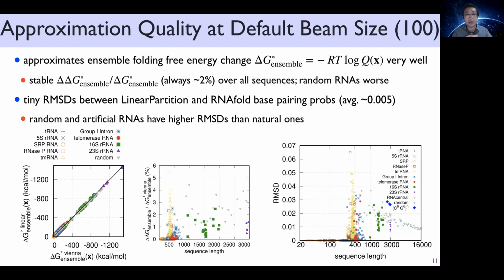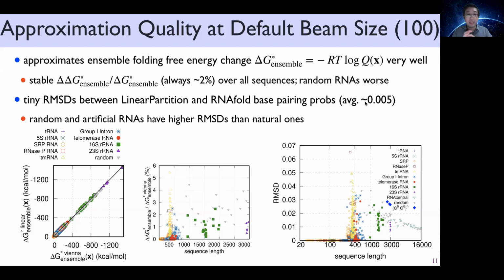And the approximation quality is also very good. So here we measure the ensemble folding free energy change. That is the free energy of the ensemble, roughly speaking. And it's very close to the baseline. And the difference is always about 2% and stays about 2% as sequences get longer and longer. And also the RMSD, the deviation of probability between our distribution and RNAfold distributions, is very, very small. On average, it is 0.005, very, very small difference.